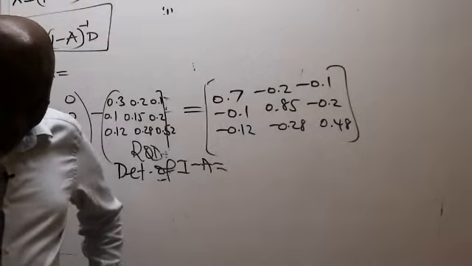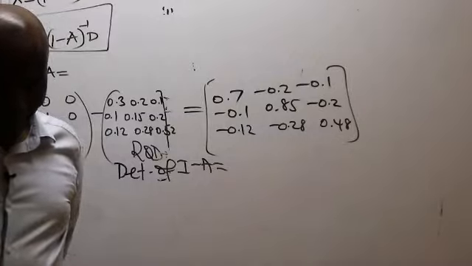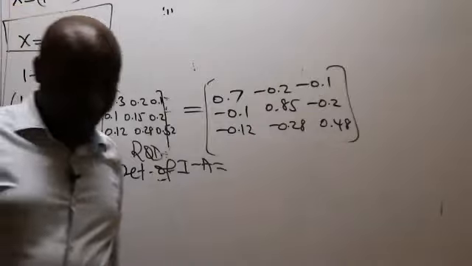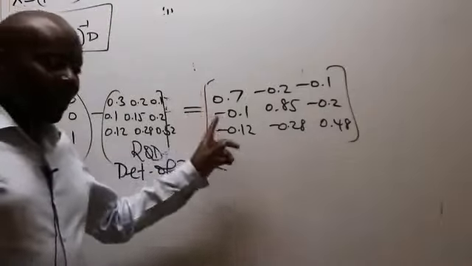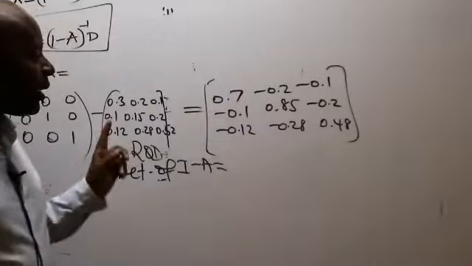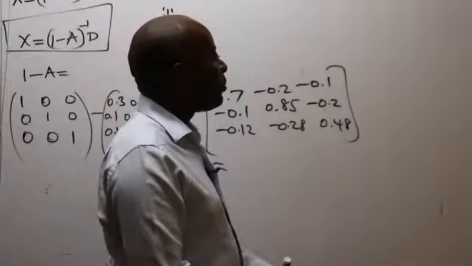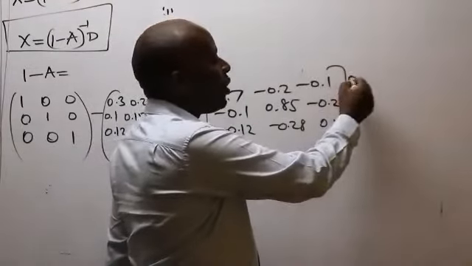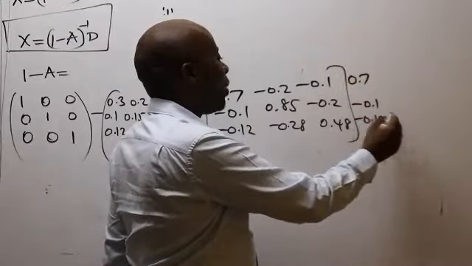Or is it that all of us don't see anything? Okay, so ladies and gentlemen, let me help you. Isn't this the matrix of I minus A? If this is the matrix of I minus A, for me to get the determinant, what I'm supposed to do is to come and duplicate the first two columns here. So we have 0.7, we have minus 0.1, we have minus 0.12.